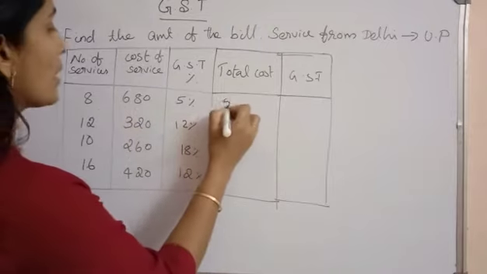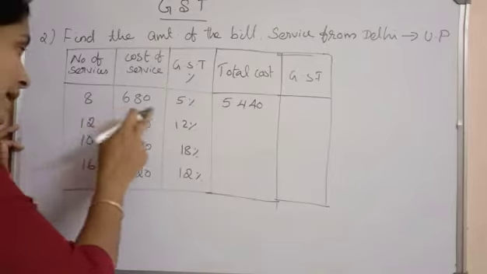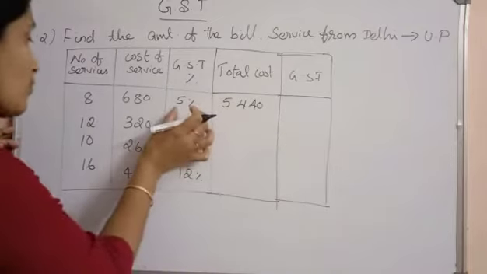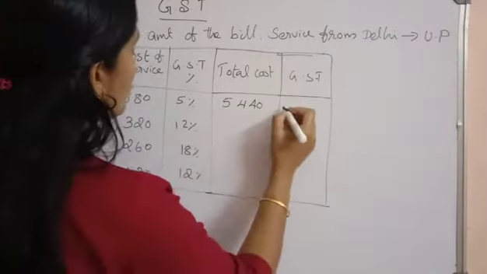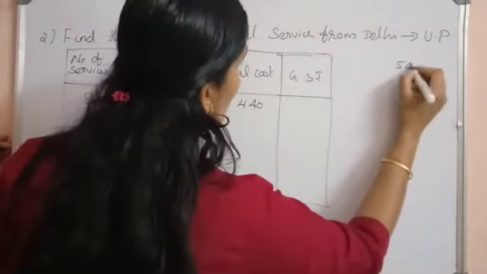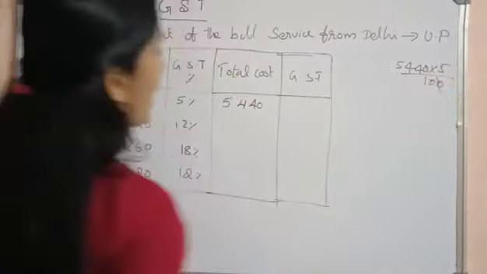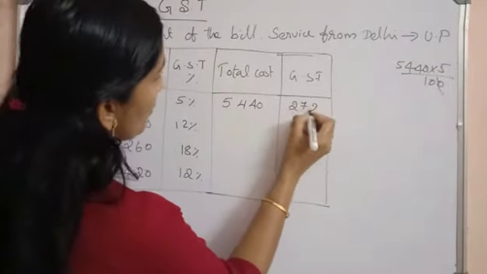So here, the total cost of the first type of service, that is 680 into 8, that is equal to 5440. That means we need to multiply 680 into 8, that is the total cost. And the GST is 5% for the first type. So 5% of 5440 we need to find, that is 5440 into 5 by 100. When we simplify and multiply this, we will get the tax as 272.